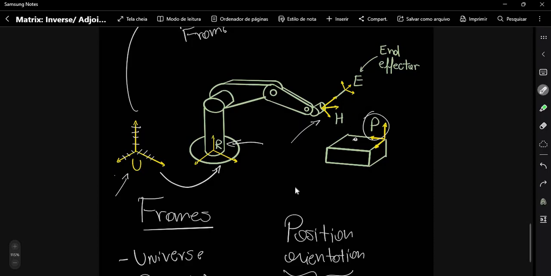So for the first transformation, the first path, there are two. The first path is through the piece itself, the workpiece. So we can write the transformation this way: the transformation of the piece, the transformation of the frame P in relation to the frame U.